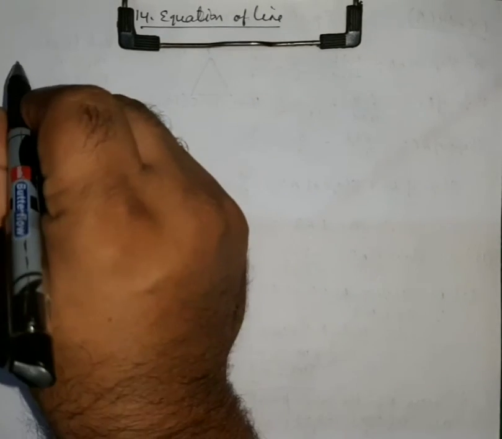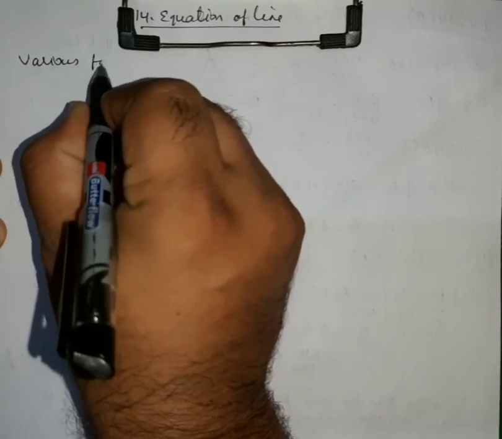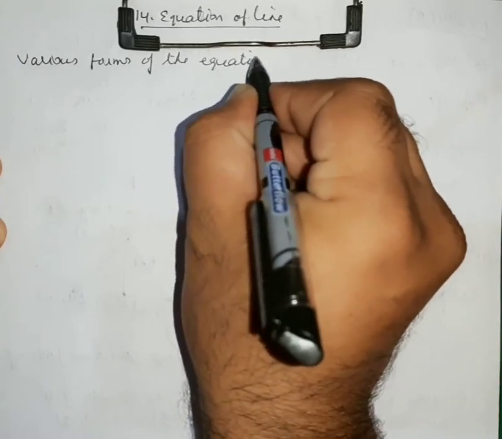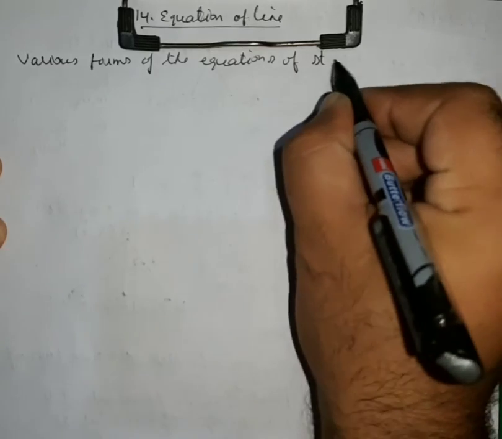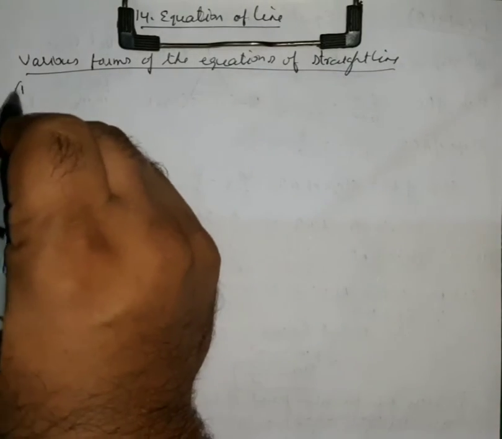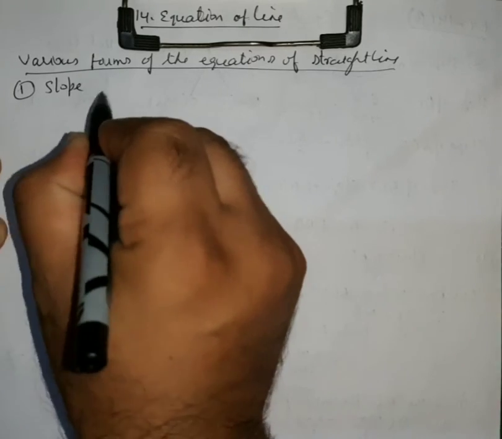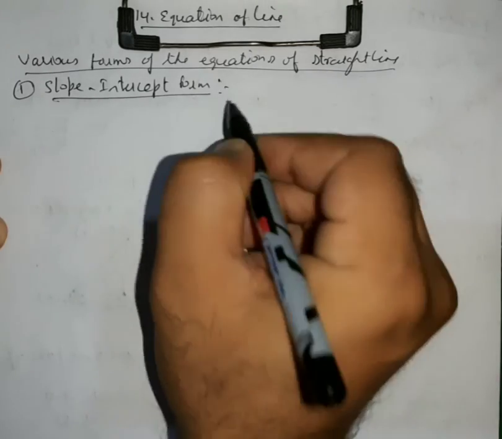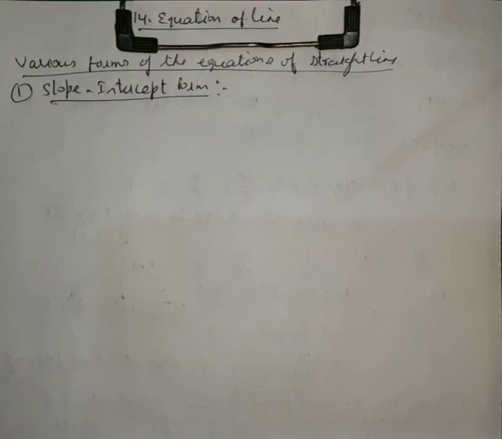Hello students, now we are going to talk about various forms of equations. Various forms of the equations of straight line. So in this, the first form that we are going to talk about is the slope intercept form. So here this form gives us the equation of the line when slope and the y-intercept is given.